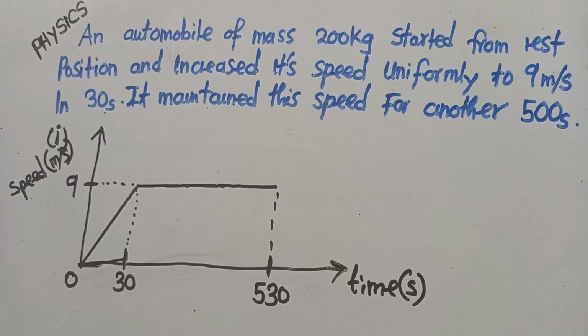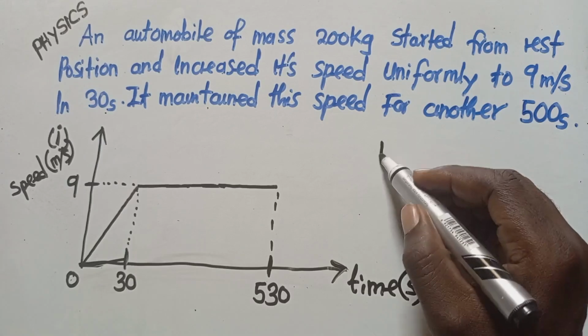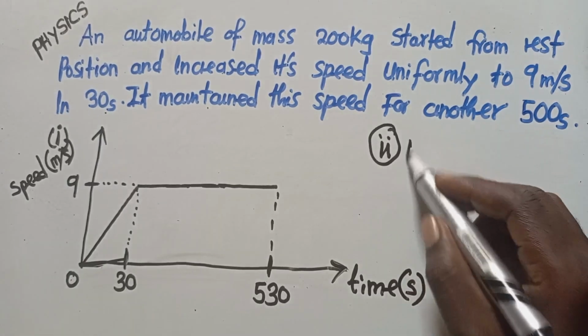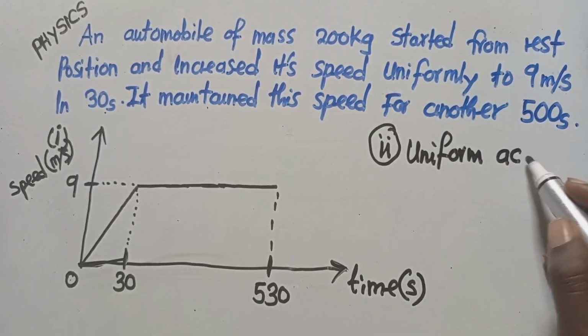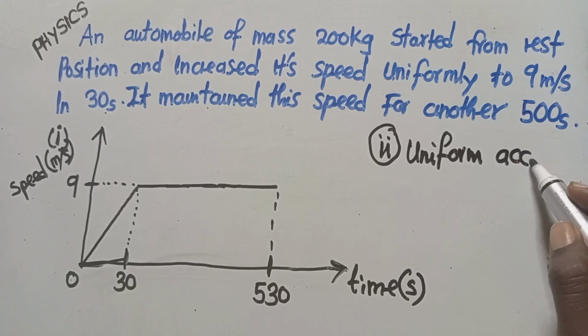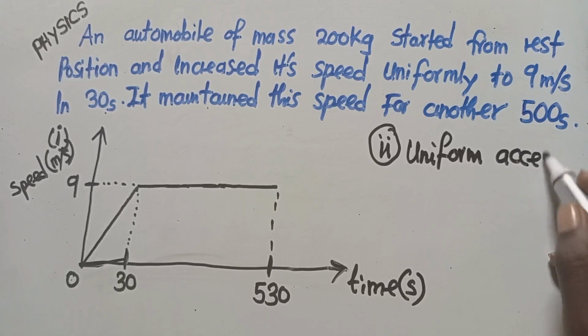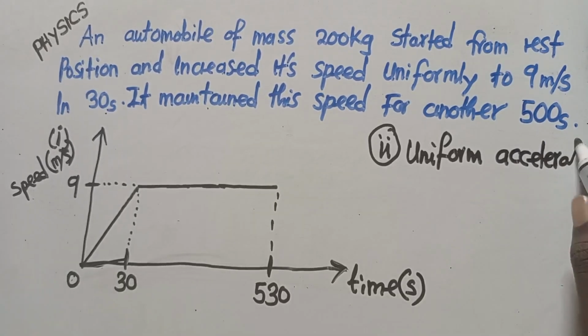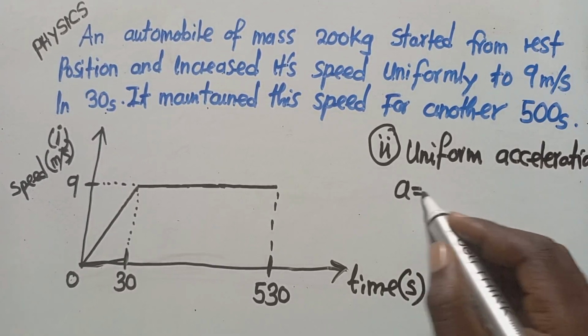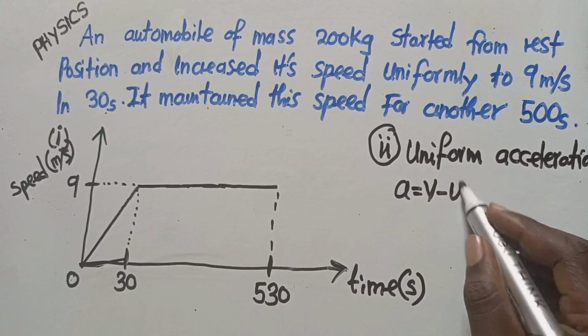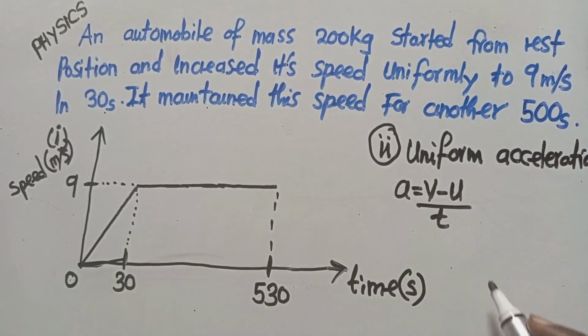The second question, you'll be told to calculate the uniform acceleration. How then do you find the uniform acceleration? You know that acceleration is equal to final velocity minus initial velocity, over time. So we want to find the acceleration.